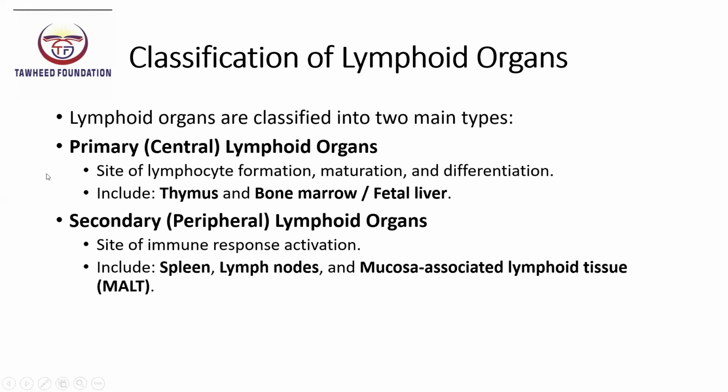So, lymphoid organs are classified into two main types. First is primary and second is secondary. Primary is central lymphoid organs, whereas secondary is peripheral lymphoid organs. Primary is a site of lymphocyte formation, maturation, and differentiation. It includes thymus and bone marrow or fetal liver. Secondary is a site of immune response activation. It includes spleen, lymph nodes, and MALT.